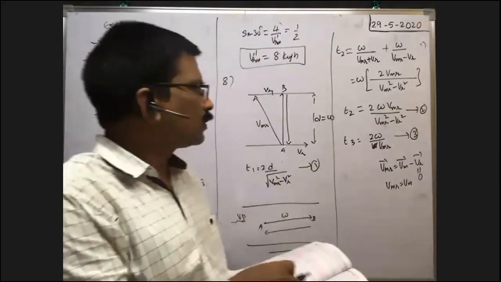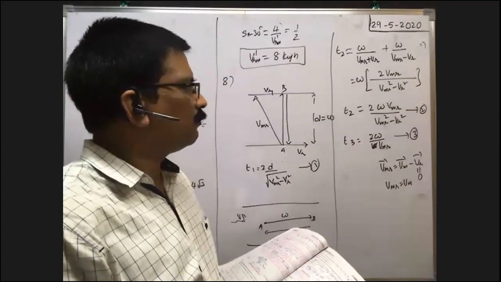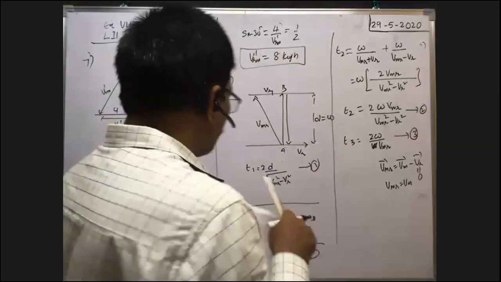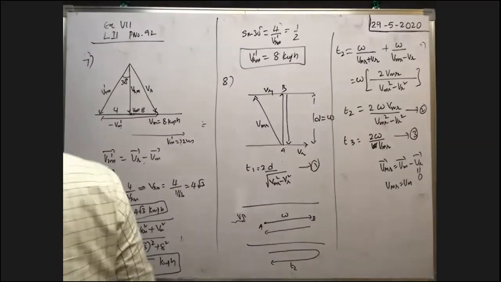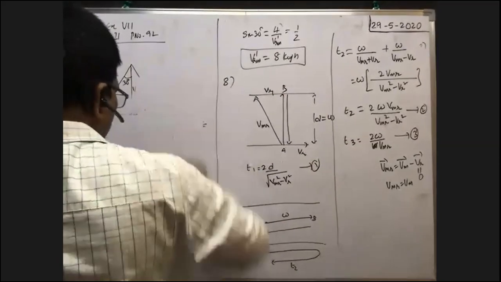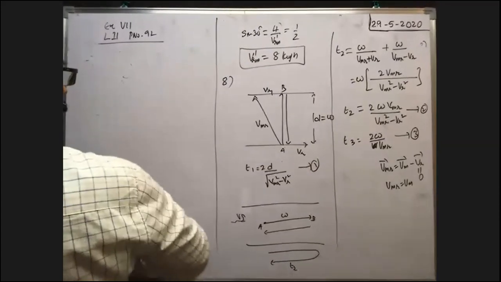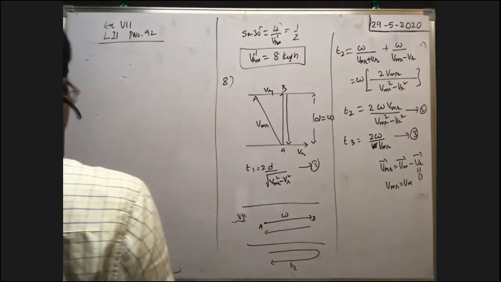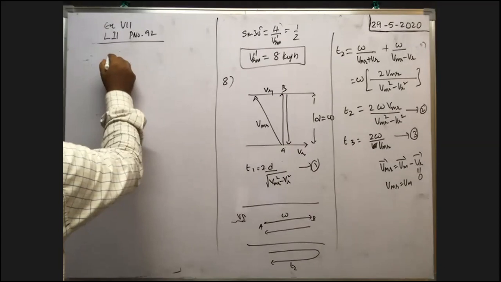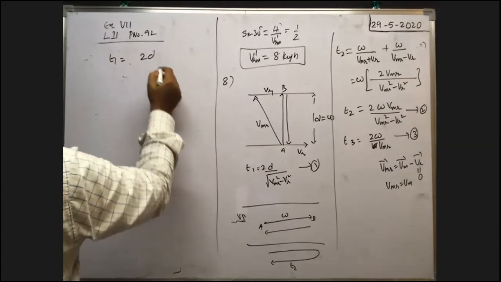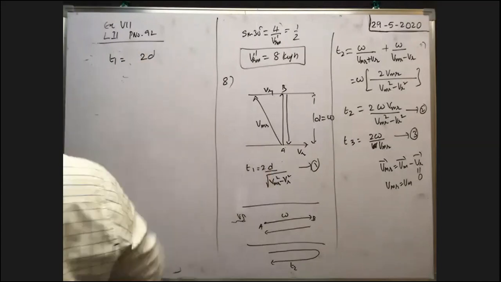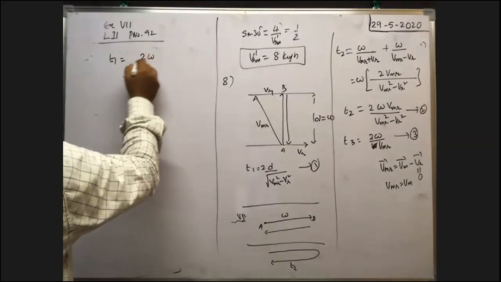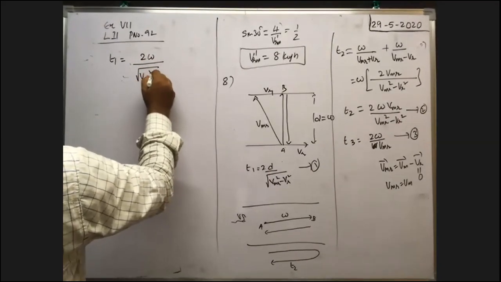Right. So here, only in terms of T1, T2, T3, we have to obtain the relation among T1, T2, T3. T1 is this one, T2 is this one, T3 is this one. They asked to find the relation among T1, T2, T3. Here you see, T1 is equal to 2d by, where d means the width of the river, which is equal to ω. So we write 2ω by square root of VMR square minus VR square.